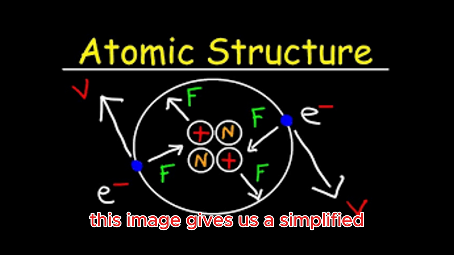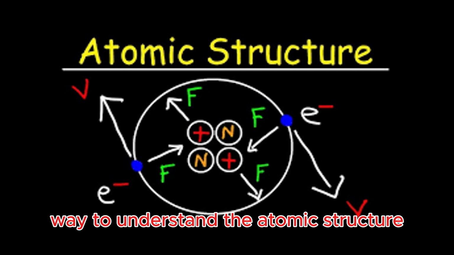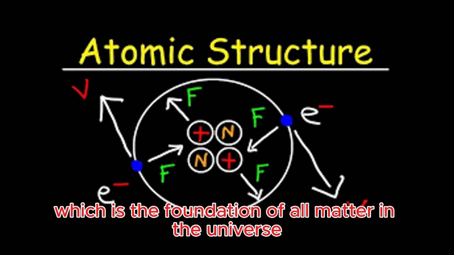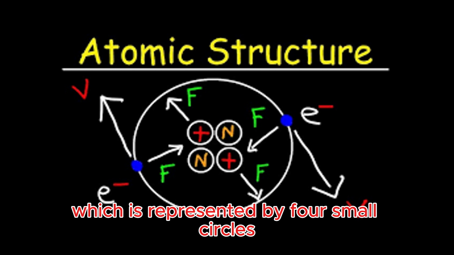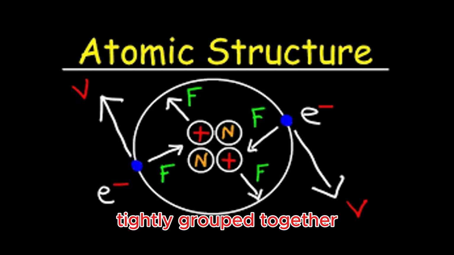This image gives us a simplified but very powerful way to understand the atomic structure, which is the foundation of all matter in the universe. At the center of the diagram, we see the nucleus, which is represented by 4 small circles tightly grouped together.